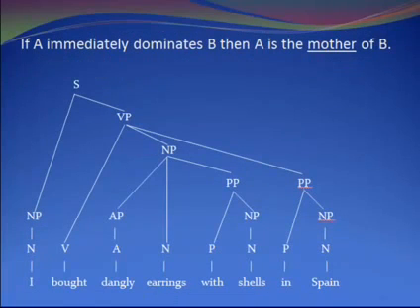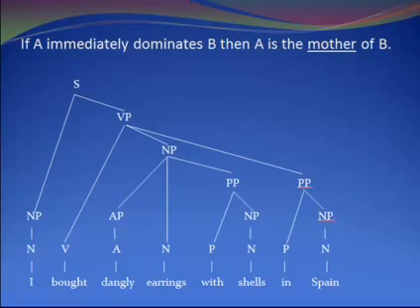Now, another way of thinking about immediate dominance is to say that if a node A immediately dominates a node B, then A is the mother of B. So that's an easier way of thinking about it. It's like a family tree. So the node VP, how many daughters? Well, there's a node V that you can get to immediately from VP. There's an NP, dangly earrings with shells, and there's the PP in Spain. So the VP node has three daughters, V, NP, and PP.